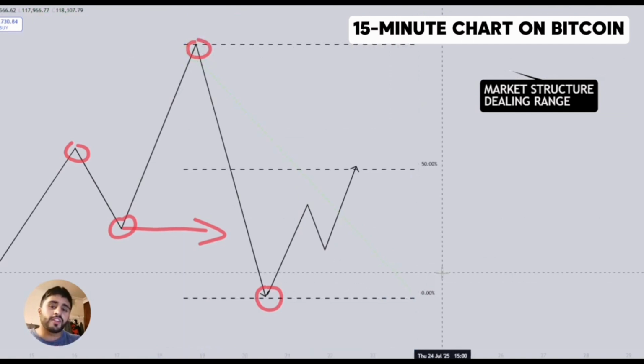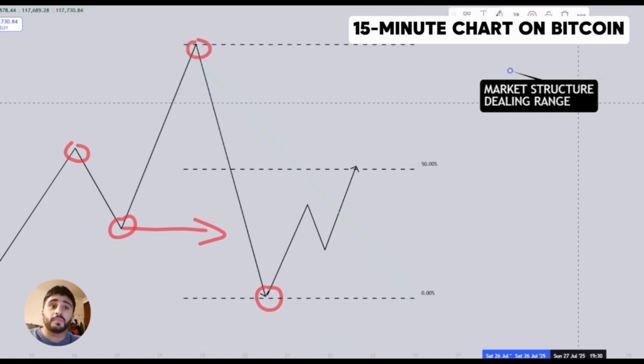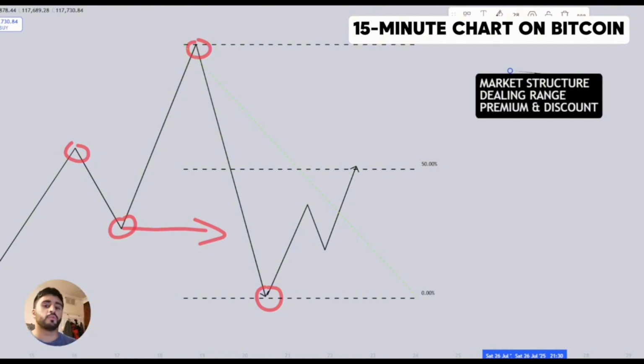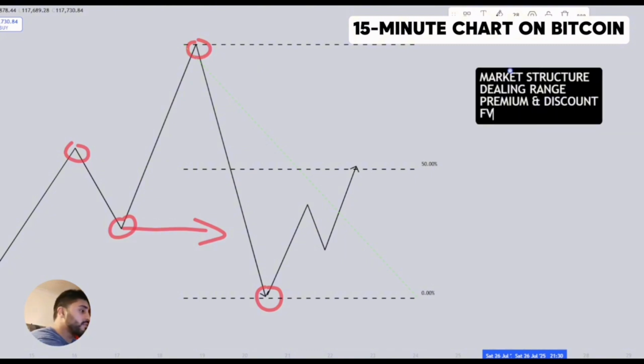So this dealing range leads on to the next concept, which is PD arrays, or premium and discount. Premium and discount is important because your fair value gaps are more likely to hold and your entries are more likely to hold if they're priced correctly. And last but not least, we have our fair value gaps. And so fair value gaps derive points of interest or POIs.